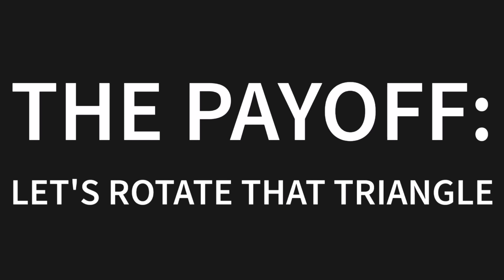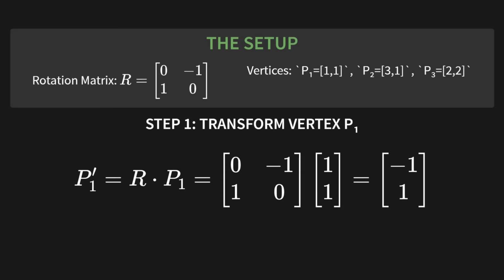Here's the setup. We have our rotation matrix R, and we have our 3 vertices, P1, P2, and P3. Step 1. Let's transform vertex P1. We calculate P1 prime equals R times P1, so that's our rotation matrix times the vector 1, 1. The result is the vector -1, 1. So our new point P1 prime is at -1, 1. Exactly what we wanted.